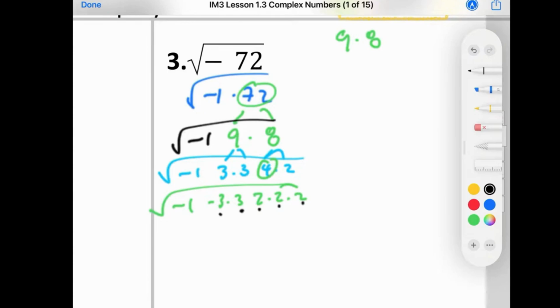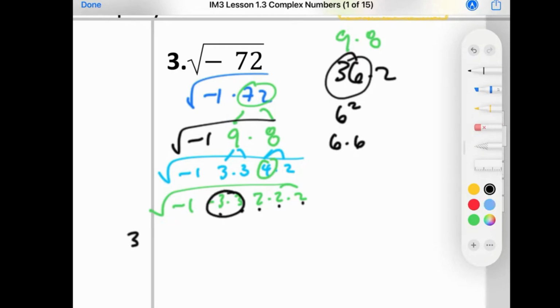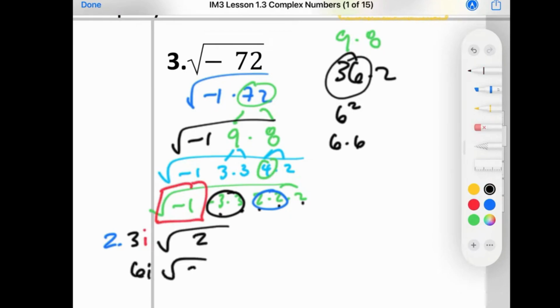Okay, so I wanted to show you why 9 times 8 was not the best one. If you actually multiply all of those, 9 times 4 is 36. 36 times 2. Why? Because that one is just going to be 6 squared, or 6 times 6. Does that make sense? Okay, so watch. We have a 3 out here. You got a 2 out here. And what do pirates say? Aye. And the 2's left in there. So that would be 6i radical 2.